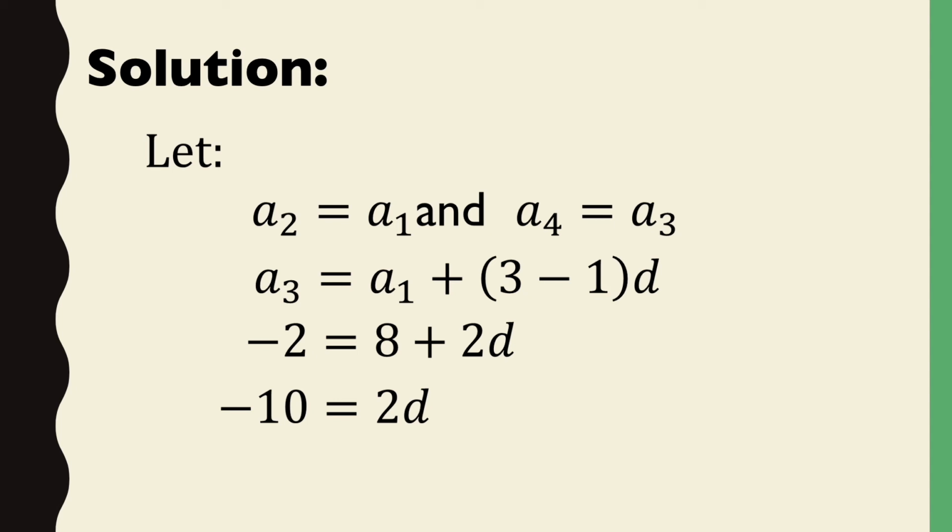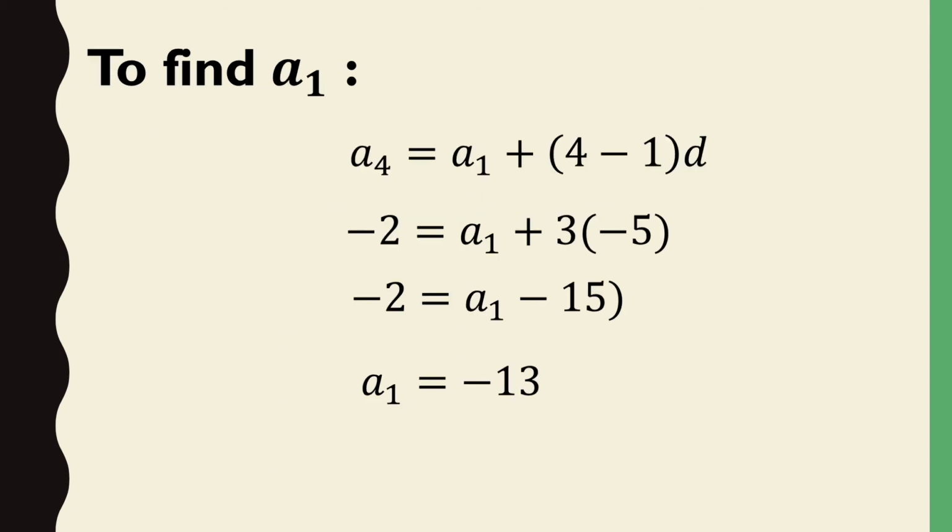Now, n is equal to 3. So, a sub 3 is equal to a sub 1 plus 3 minus 1 times d. So, we have negative 2 is equal to 8 plus 2d. Add negative 8 to both sides of the equation. So, we have negative 10 is equal to 2d. Now, divide both sides of the equation by 2. So, our common difference is negative 5, or d is equal to negative 5.